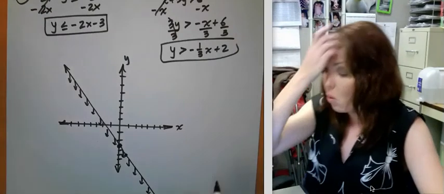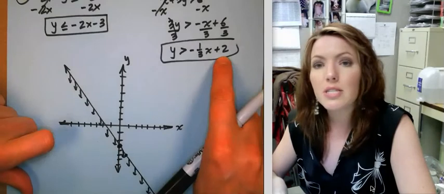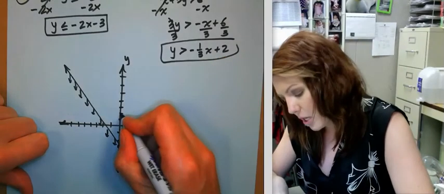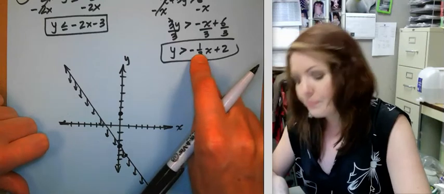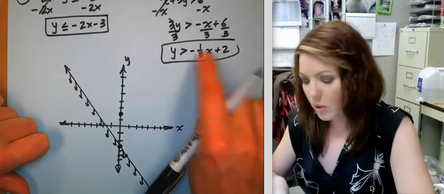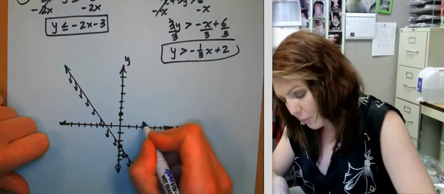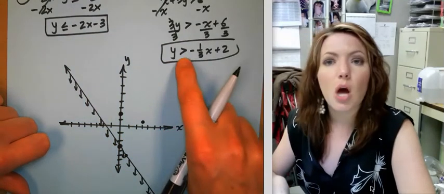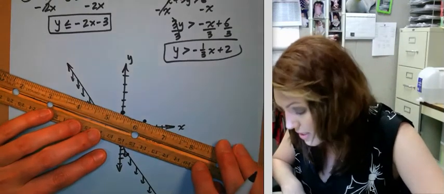Okay, next, y is greater than -1/3 x plus 2. The y-intercept in this one is +2, so we go up 1, 2. And the slope is -1/3. Rise over run, so if it's -1/3, that means we go down 1 and right 3. Okay, this one does not have that equal to sign underneath, so this one is just a dashed line.